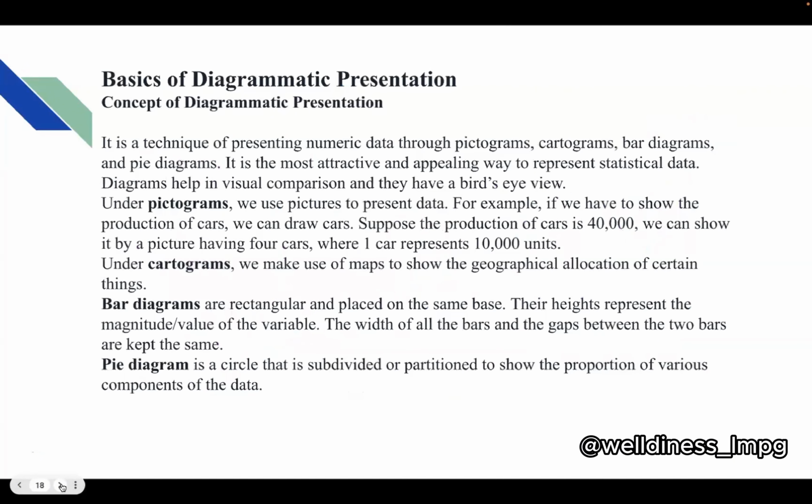in front. So now, basics of diagrammatic presentation. We have the concept of diagrammatic presentation. This is a technique of presenting numerical data through pictograms, cartograms, bar diagrams and pie diagrams. It is the most attractive and appealing way.